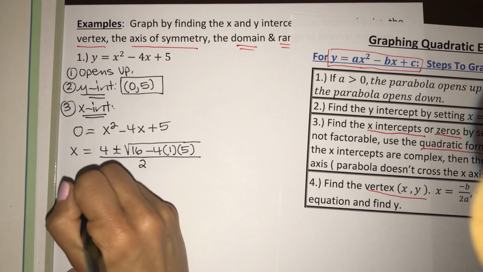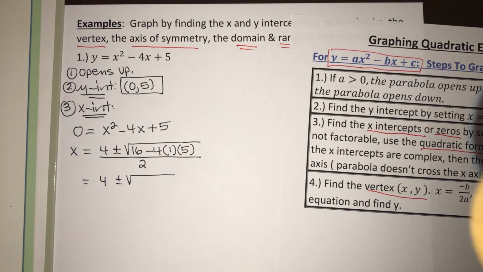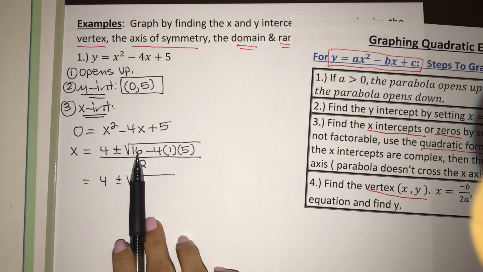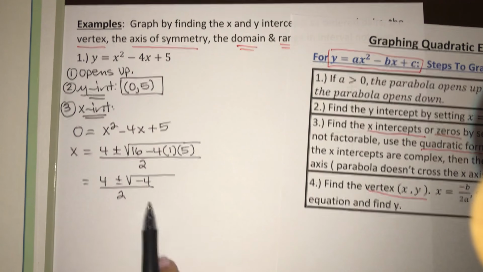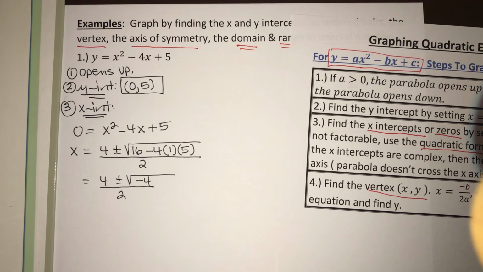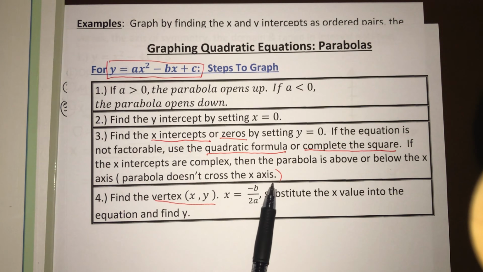We need to simplify. So this comes out to be 16 minus 20, which gives us negative 4, which tells us that this is actually complex since I have a negative inside the square root. Because this comes out to be a complex number, I know that if the x-intercepts are complex, then the parabola doesn't cross the x-axis.